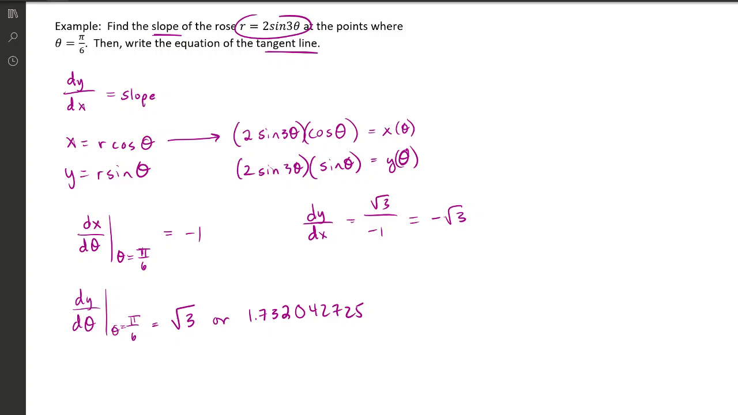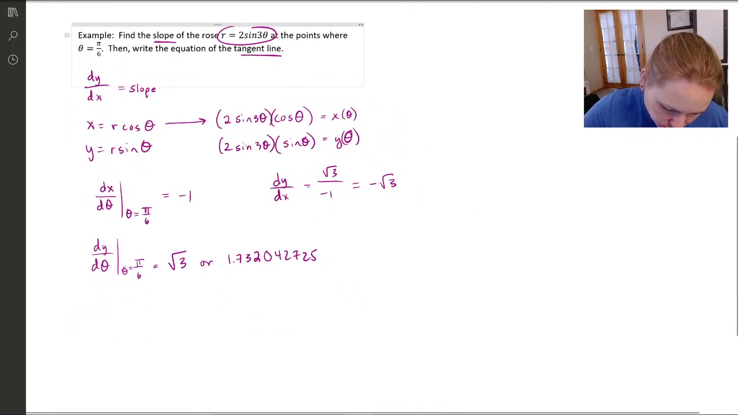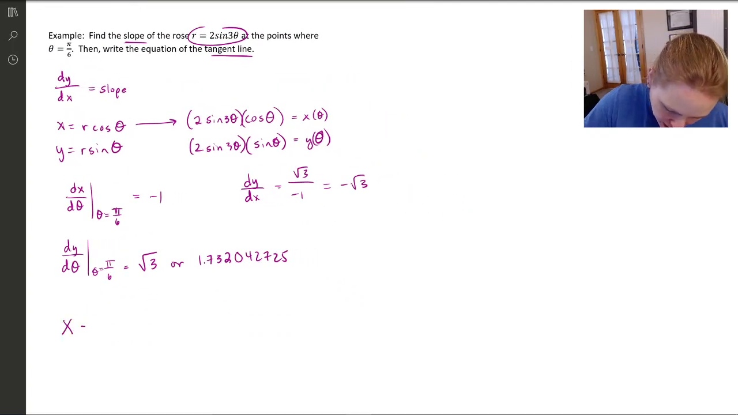So dy/dx is this negative square root of 3. Now, if I want to write the equation of the tangent line, I've got my slope, now I need my point. So my point here is going to be the x, y point when theta is pi over 6. So when theta is pi over 6, x will be, I'm just literally going to plug in pi over 6.